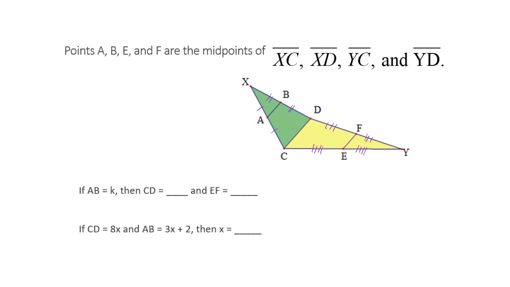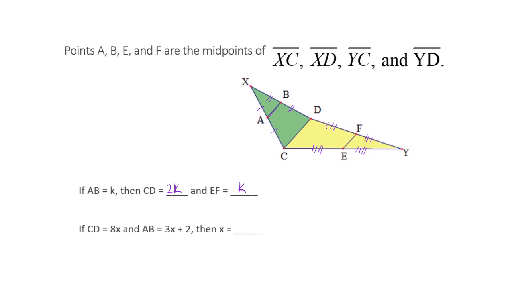And so this is the mid segment here, and that means that CD is going to be double what AB is. So this will be 2K. And EF is a mid segment here, so that means it's going to be half of CD. So we cut 2K in half and we get back to K. So even though these are different triangles, and they do look different, the mid segments are the same.